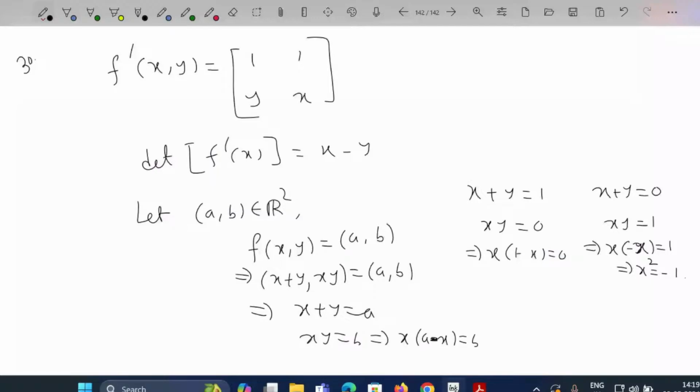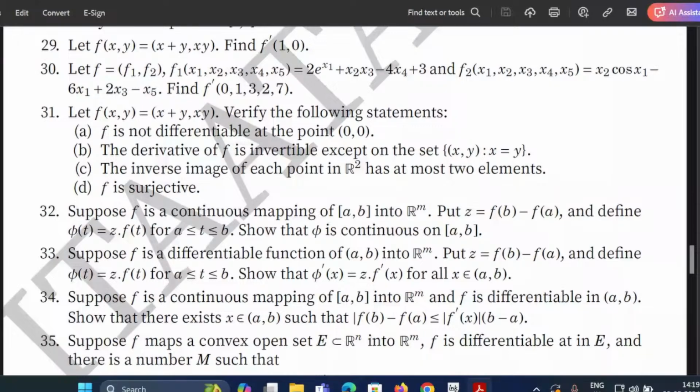Okay. So this is another way to check, but you can check directly whether this equation has a solution or not. So it is not a surjective map because the point 0, 1 has no pre-image. So AB is correct, but CD are false in this case.